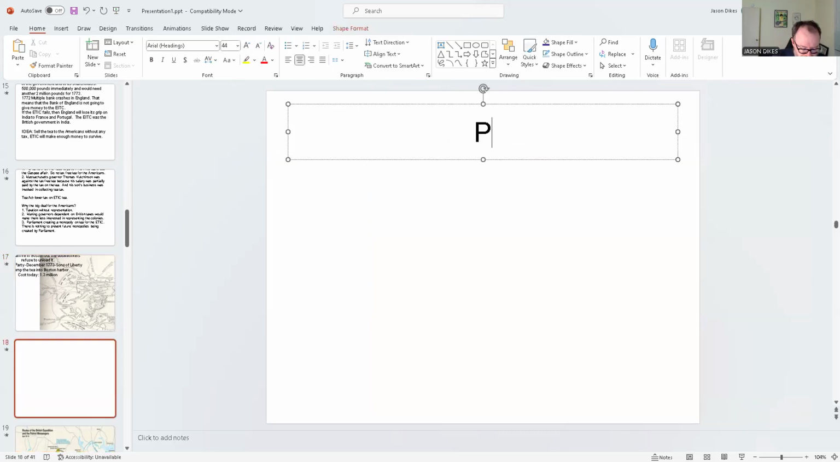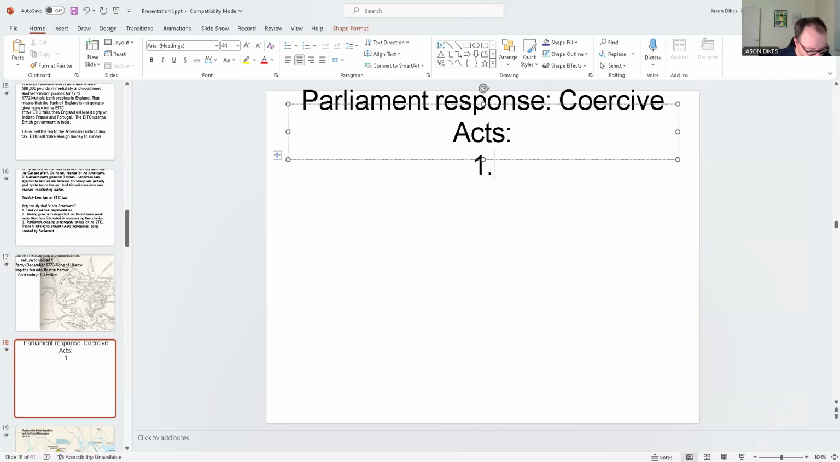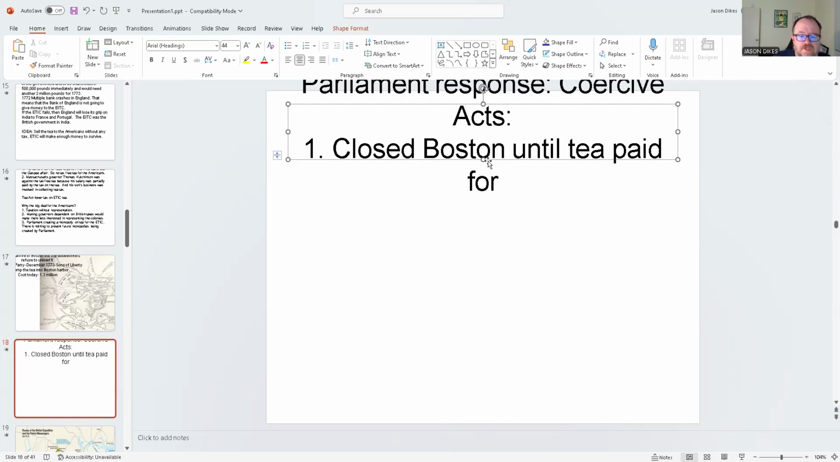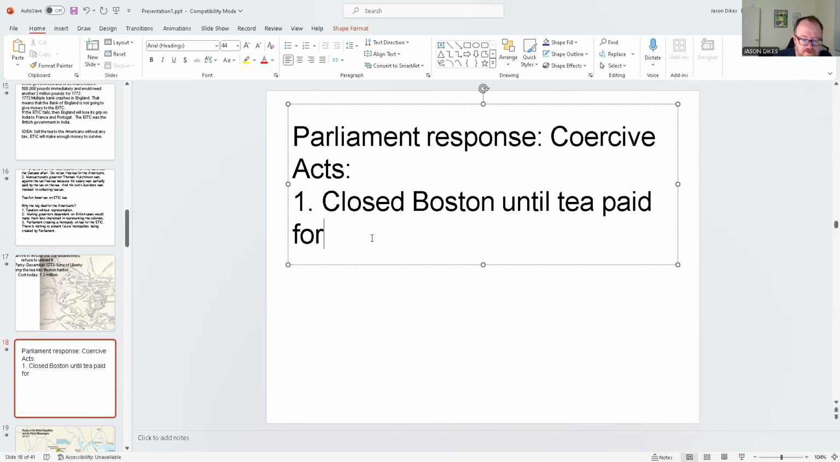Parliament responds by passing the Coercive Acts. One, close Boston until the tea is paid for. And again, in their dollars, it's about 10,000 pounds. And the average American wage in 1773 was about 37 pounds per year. So again, it's remarkable.